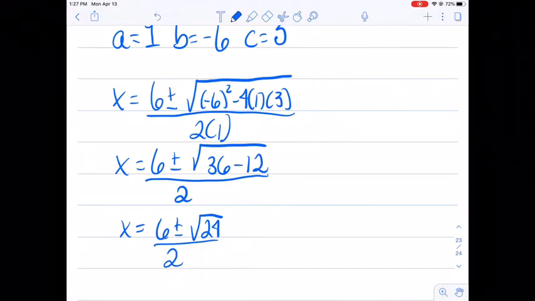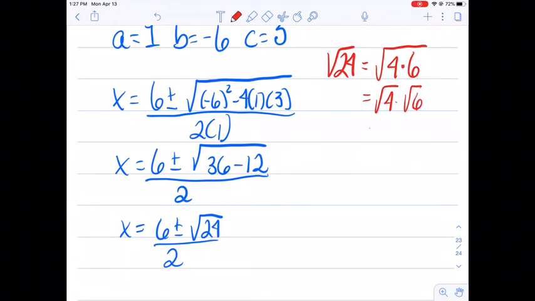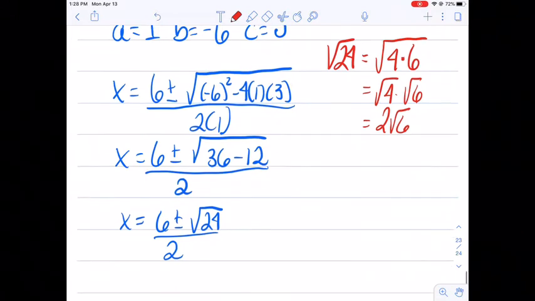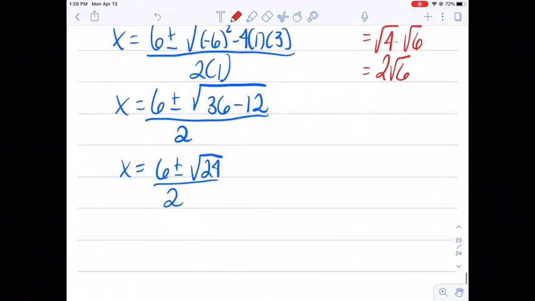all over 2. Okay, now here's the problem with 24. Square root of 24 has a perfect square factor in it. It's not a perfect square itself, but it does have a perfect square factor in it that we need to eliminate. So I'm going to simplify the square root of 24 up here, like we did in the previous lesson when we had to do that with some of the final problems. The biggest perfect square factor of 24 is 4. So we're going to rewrite this as 4 times 6, split it, and rewrite it. Okay? So we're going to change the square root of 24 to 2 radical 6.